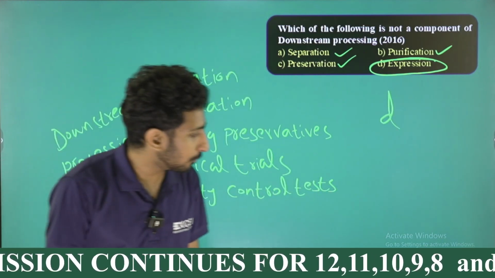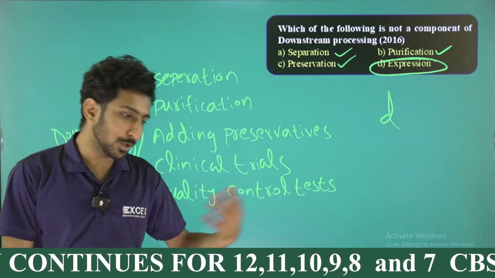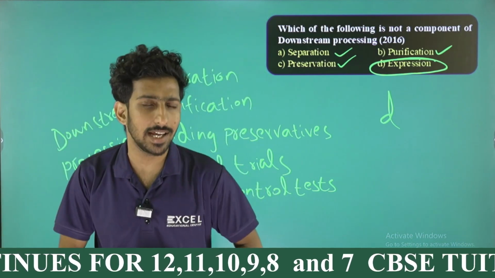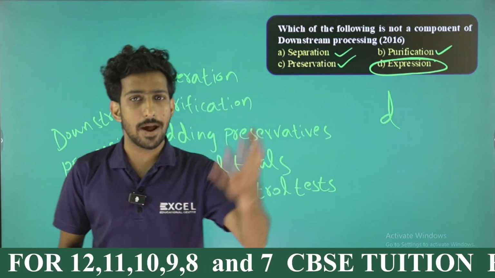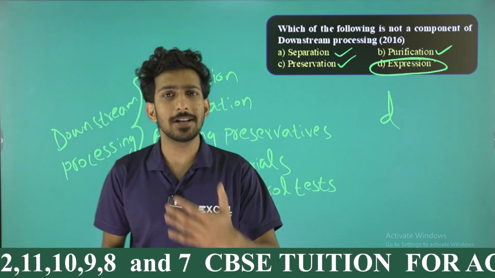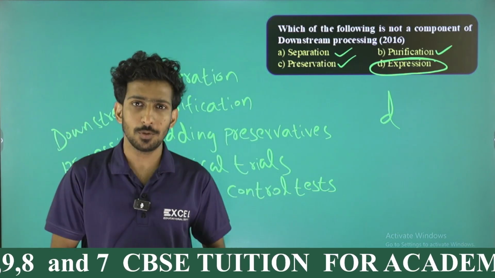Got it? Now you have finished all the questions. By doing this, we have covered almost all areas of this chapter, biotechnology principles and processes. We will see in another chapter, biotechnology 2. Bye.